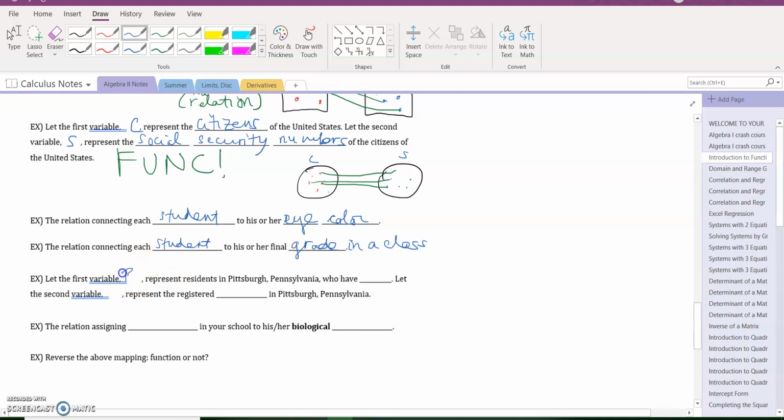Next, let's let the first variable R, again, be residents of Pittsburgh, Pennsylvania. This time we're doing pets. Let the second variable P represent registered pets in Pittsburgh. Next, we're going to do the relation assigning students in your school to his or her biological mother. Biological. And then for the last one, you're going to reverse the above mapping. So instead of students to their mother, you're going to have mother to students.